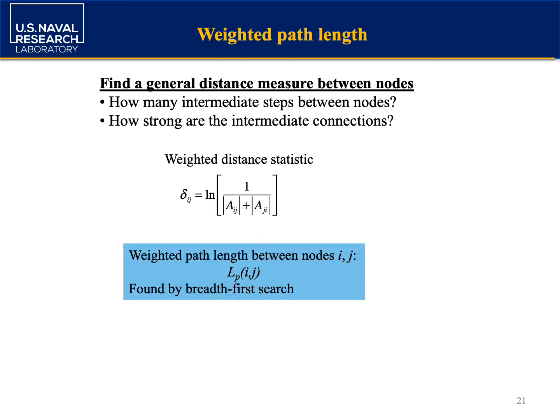I'm then going to find a weighted path length between nodes based on this generalized distance. And I find this by a breadth-first search. Path length between nodes in a network is well known. You just count how many intermediate steps you have to go through to get from one node to the other. In this case, each of those intermediate steps is weighted by my distance statistic, delta sub ij.